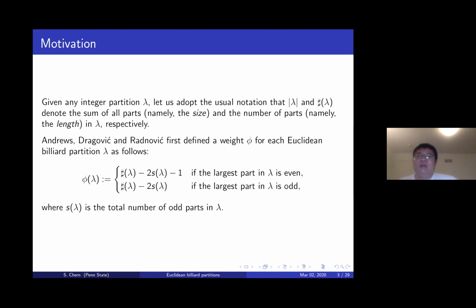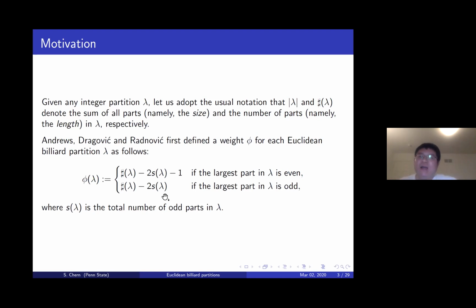In the work of Andrews, Dragovich, and Radnović, they first define a weight for Euclidean billiard partitions, depending on the parity of the largest part. Suppose the largest part is even, then the weight is defined to be the length of the partition minus 2 times S of the partition minus 1. Here S is the total number of the odd parts. And when the largest part is odd, then we just get rid of this minus 1 term. We just have sharp of lambda minus 2 times S of lambda.